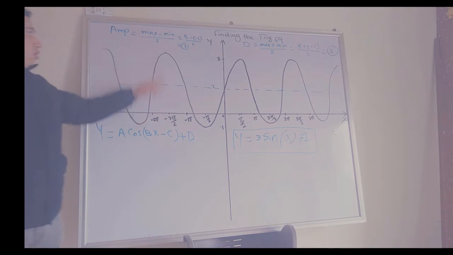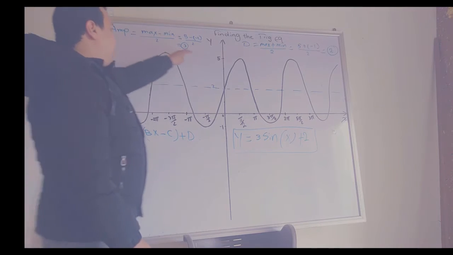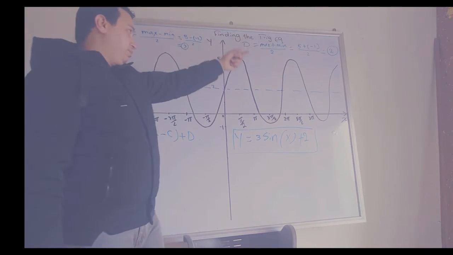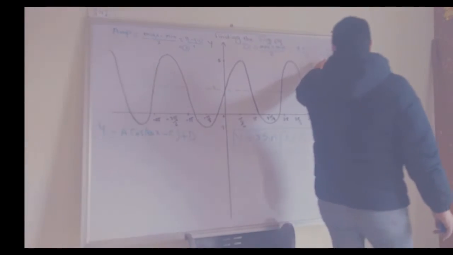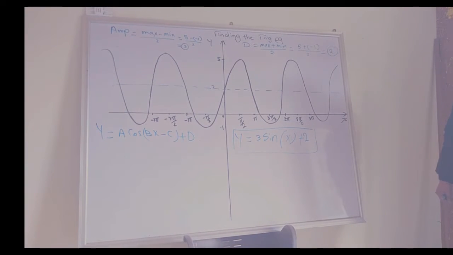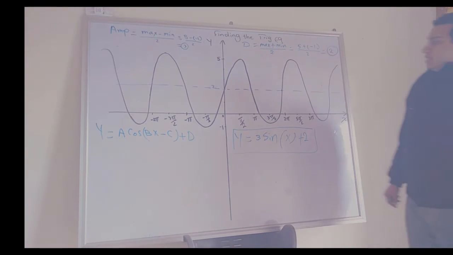Okay, a and d are the same for the sine and the cosine, and we have a which is equal to 3 and d which is equal to 2. But what about finding out b and c? Then, where must I start my equation? I'm going to start my equation from this point.